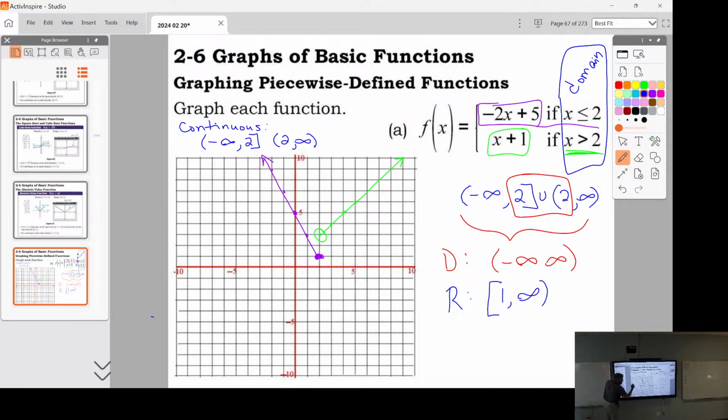When is this function decreasing? Negative infinity to 2. Parenthesis or bracket? Parenthesis. Increasing, decreasing, constant. Always parentheses. Period.